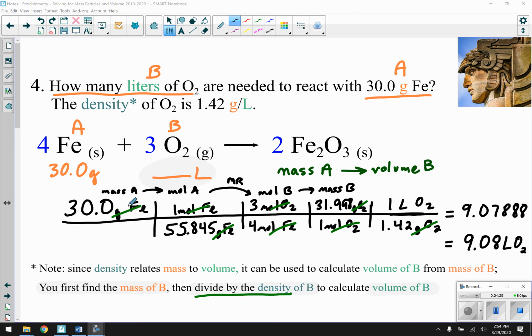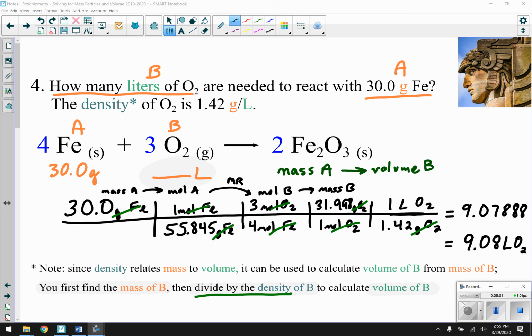If you take 30 divided by 55.845, times 3 divided by 4, since the 4 is in the denominator, times 31.998, divided by the density of 1.42 grams per liter, this is what our calculator gives us. Rounding to 3 sig figs, we get 9.08 liters of oxygen. So in order to react with 30 grams of iron, we would need 9.08 liters of oxygen.